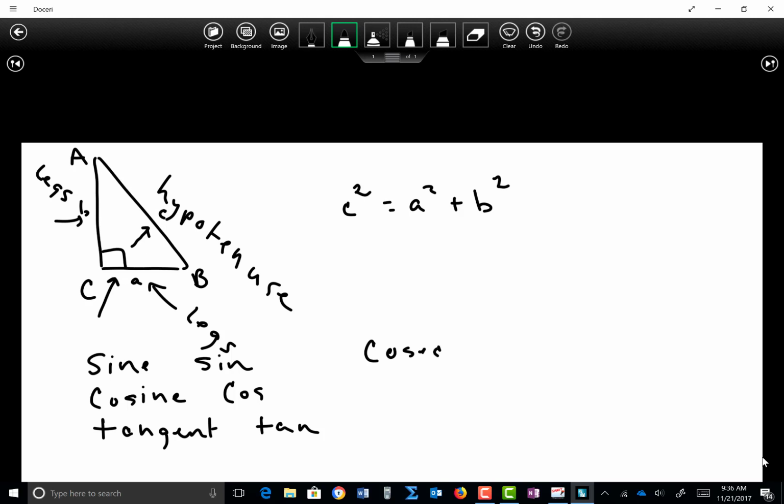And all of their reciprocals, which we have the cosecant, the secant, and the cotangent. And they also have abbreviations. We have the cosecant, the secant, and the cotangent. So those are the 6 trig functions. And I'm going to show you the relationship, and I'm going to try to help you remember those trig functions.